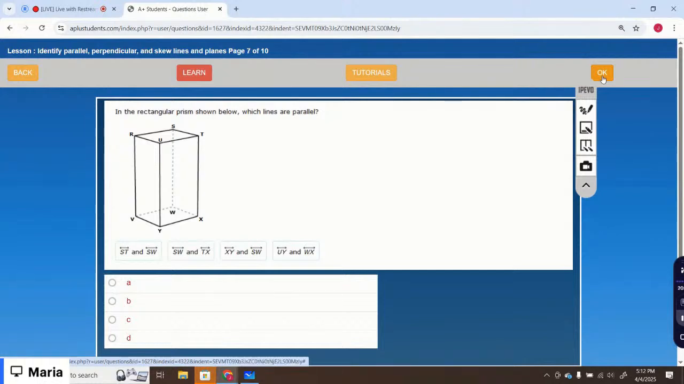In the rectangular prism shown below, which lines are parallel? ST and SW, no, they are not parallel. SW and TX, B is the correct option. SW and TX are the parallel lines, so the correct option is B.